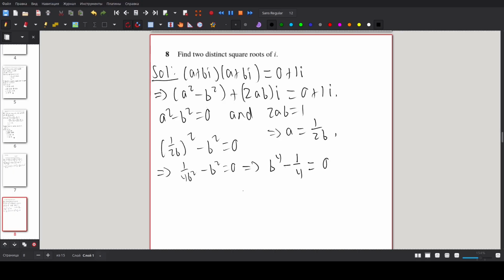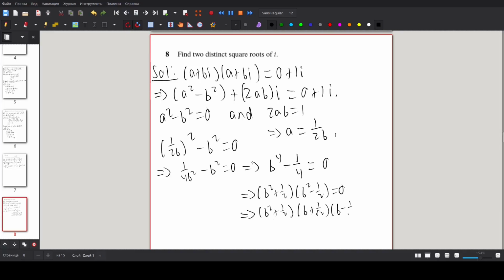But we're going to do a difference of squares. That's how I did it. So that's b squared. All right, I messed up terribly. So if we do a difference of squares, this is going to be b squared plus 1/2 times b squared minus 1/2 equals 0. And so we're going to get, this can't really do anything with, b squared plus 1/2 times b plus 1 over square root of 2, b minus 1 over square root of 2 equals 0.